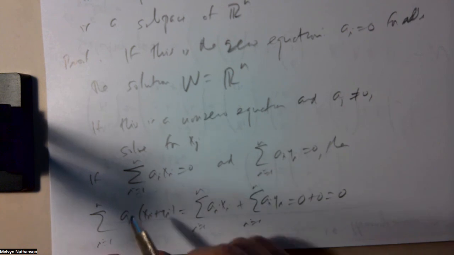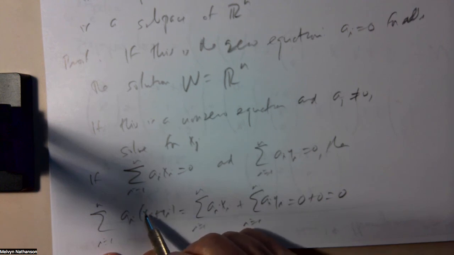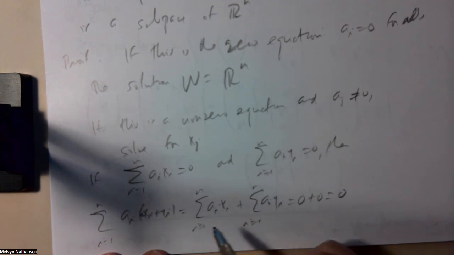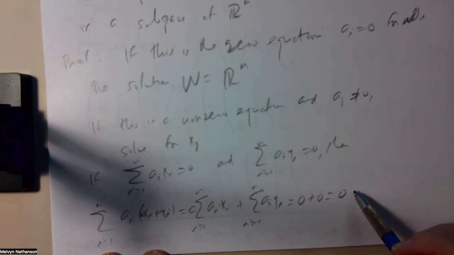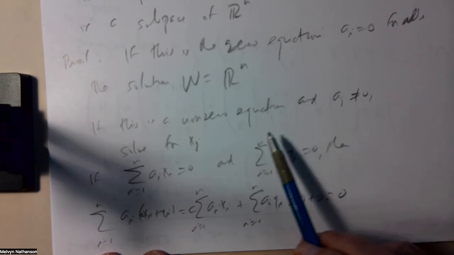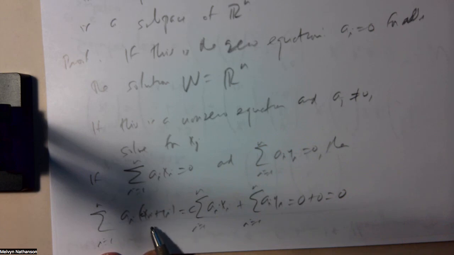And similarly, if I multiply one of the variables by c, I can take the c outside, and again I get 0 plus 0 equals 0. So the set of solutions is closed under vector addition and scalar multiplication, and so it is a subspace. That's the very simple idea that we have here.